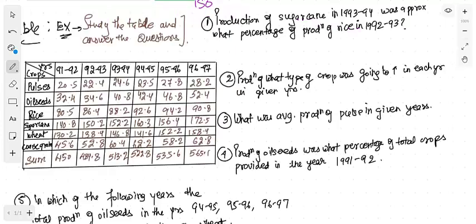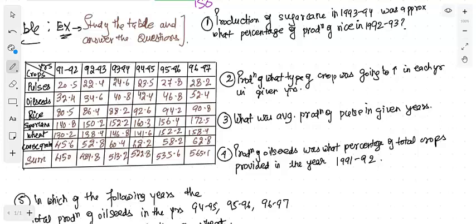Now, this is the table given, and you have to answer the questions as per the table. These are some crops given, and the years and their production rate is given. So let us directly move on to the question. See, no need to read the table. In a data interpretation question, no need to read the table. Just directly go to the question and then come back to the table.